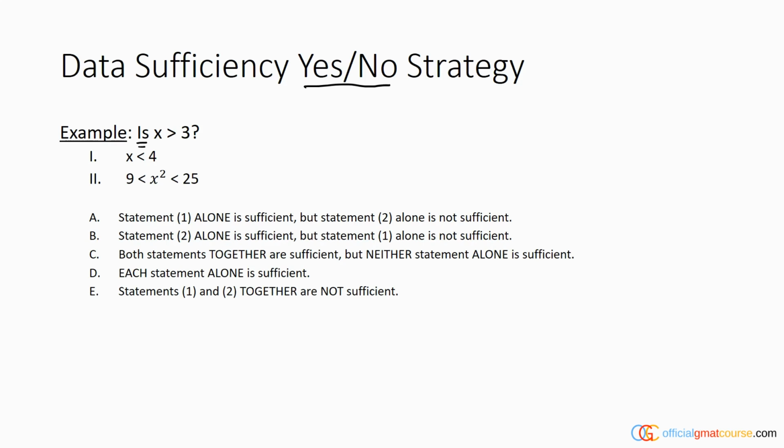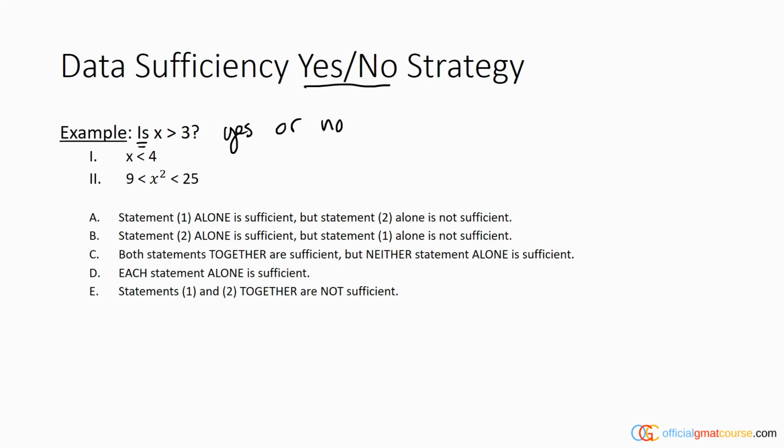So a yes/no data sufficiency question is a question that has a yes/no answer. They usually have words like "is." Is x greater than 3? Yes or no. Versus a value question would be like, what is x equal to? And then we'd have to actually provide a value for x. But here we don't have to provide a value for x. We just have to know if x is greater than 3 or if it's not greater than 3.